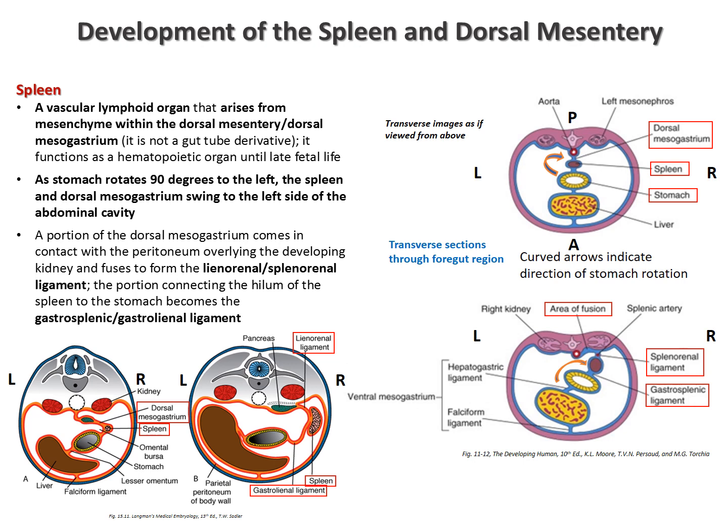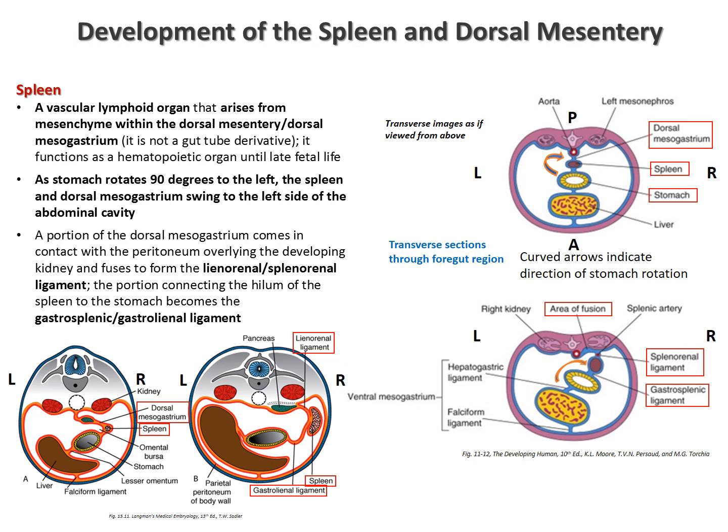The spleen is a vascular lymphoid organ that arises from mesenchyme within the two leaves of the dorsal mesogastrium near the posterior abdominal wall. The dorsal mesogastrium is a portion of the dorsal mesentery that connects the posterior border of the stomach, that is the future greater curvature of the stomach, to the posterior abdominal wall. The spleen is not a gut tube derivative. When the stomach rotates 90 degrees clockwise as seen cranially around its longitudinal axis, the posterior border attached to the dorsal mesogastrium and containing the spleen swings to the left.